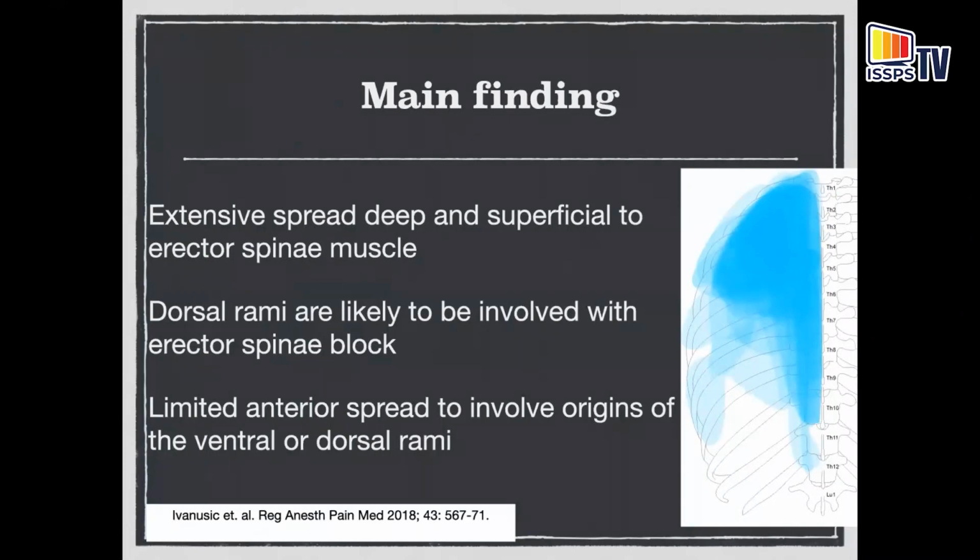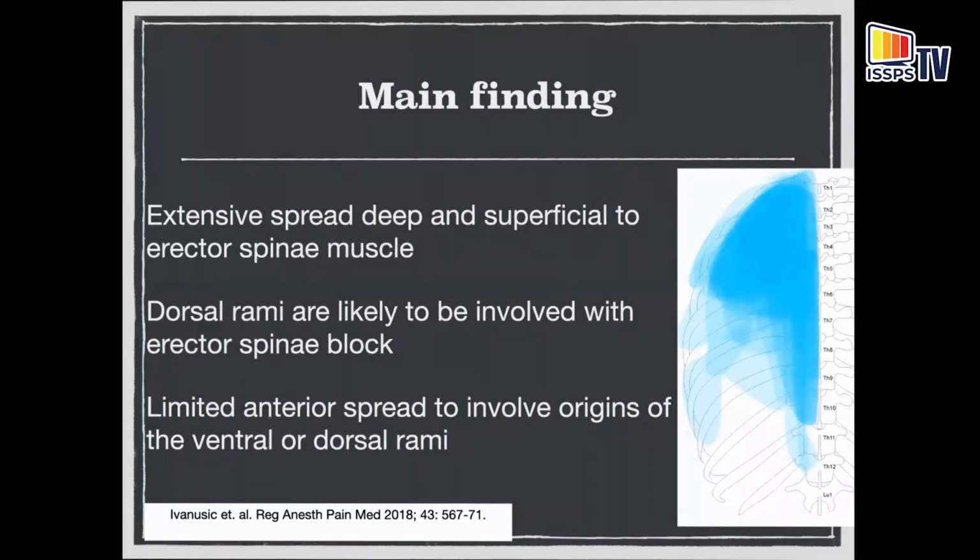But because of limited anterior spread to involve the origins of the ventral and dorsal rami, and I'd just like to emphasize that was 1 out of 20 for the ventral rami and 2 out of 20 for the origins of the dorsal rami and dorsal root ganglion, because of that limited spread anteriorly into the paravertebral space, I don't feel confident to consider this a block involving the ventral rami.